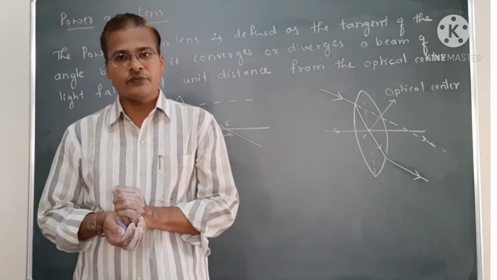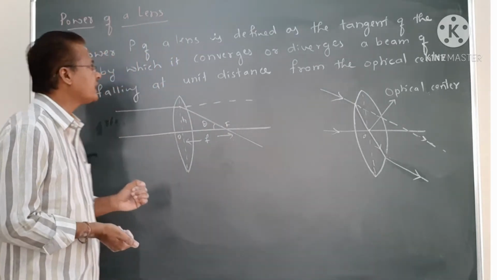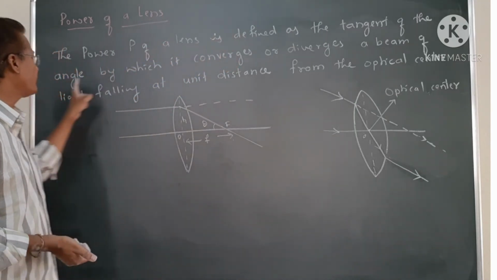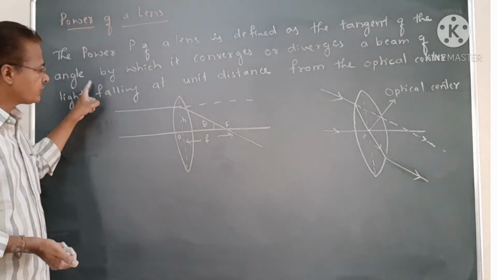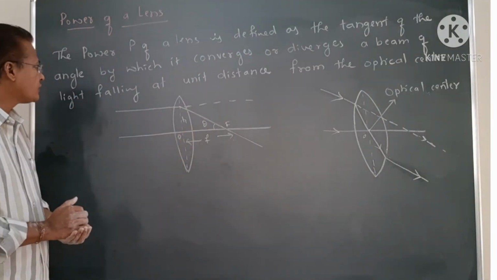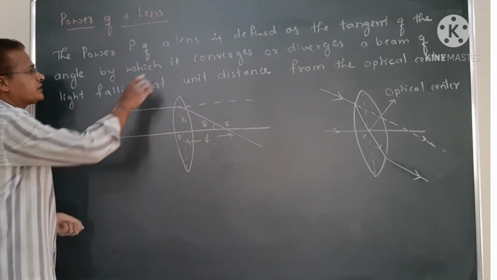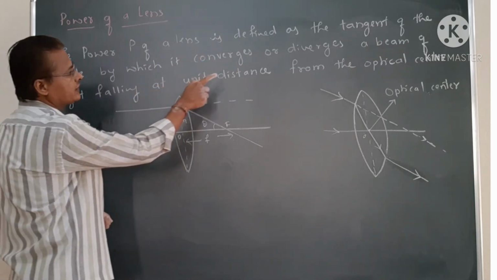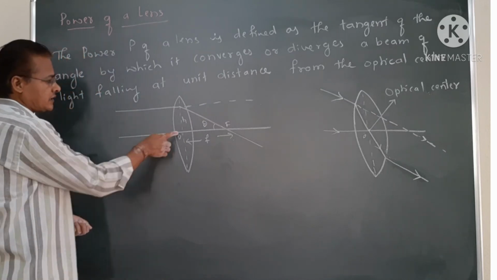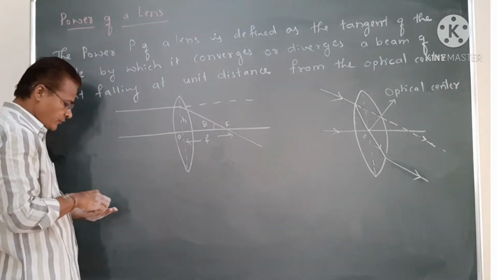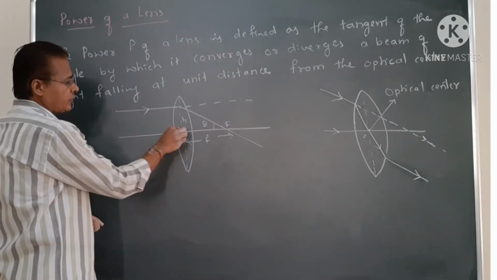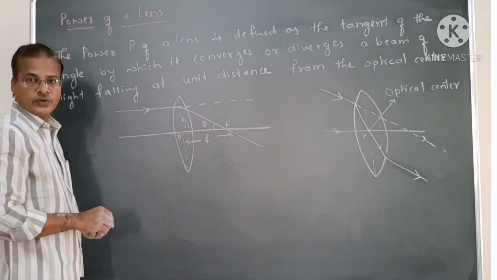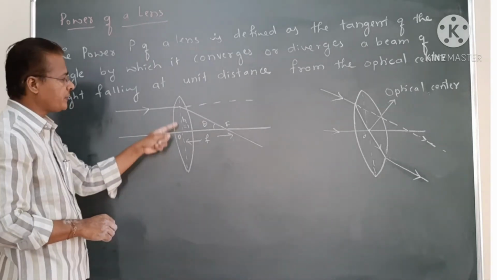So here is the definition. Power of a lens is defined as the tangent of the angle by which it converges or diverges a beam of light falling at any distance from the optical center. Wherever the light falls, this distance must be a unit distance, that is 1, from the optical center.